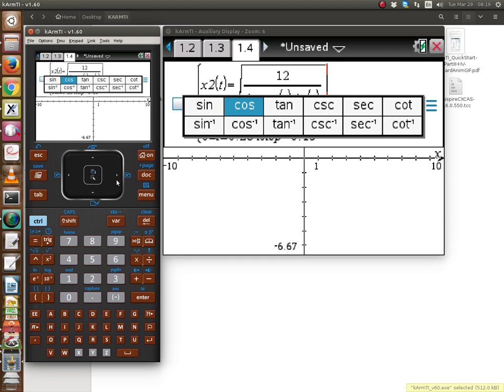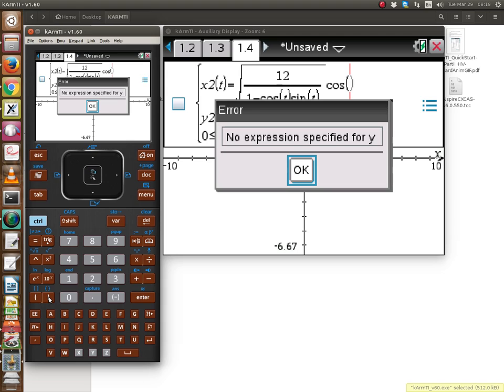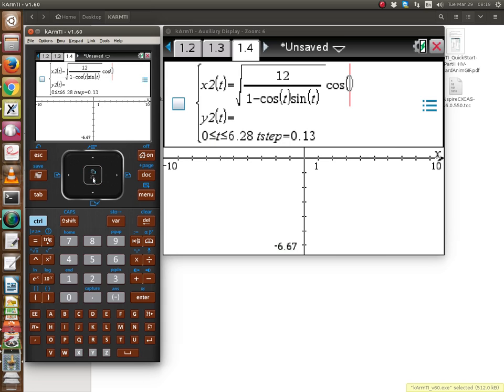See what a pain this is? In other words, don't do this. You're the one who wanted to do it. I know, but I'm telling you, it's the same thing. No expression specified for y. I know, I didn't tell you the graph yet. T. Aha. Boom. Okay, like copy and paste.